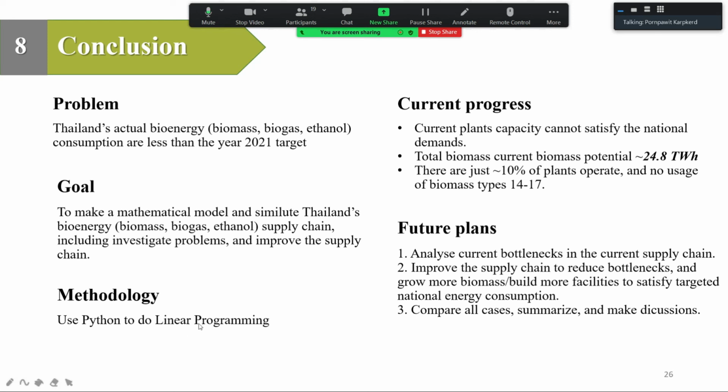And I use Python to do linear programming. My current progress is that we know that with the current condition, it cannot satisfy the target, and we have to grow more biomass, or maybe build more power plants as well. My future plan is, first, to analyze the current bottlenecks in the supply chain, and then improve the model, and then summarize all cases, compare them, and finalize the report.